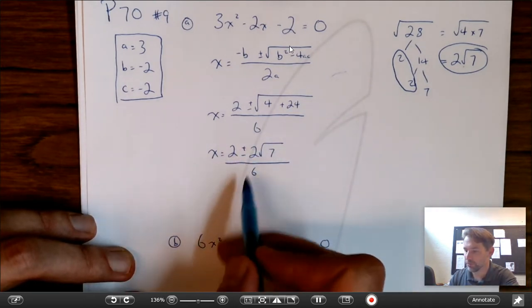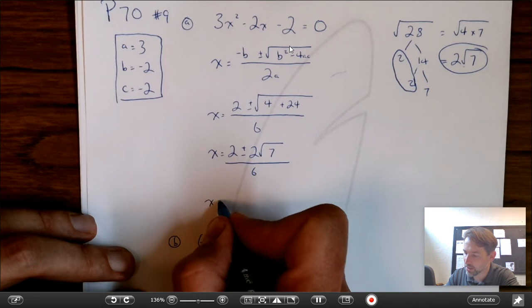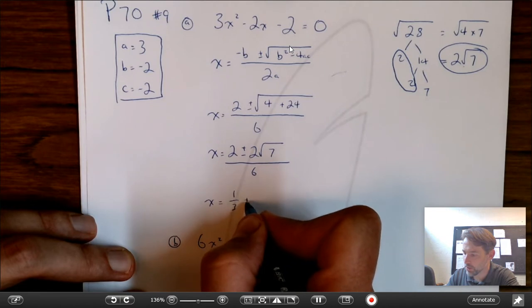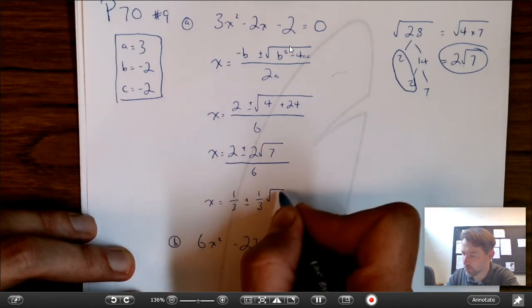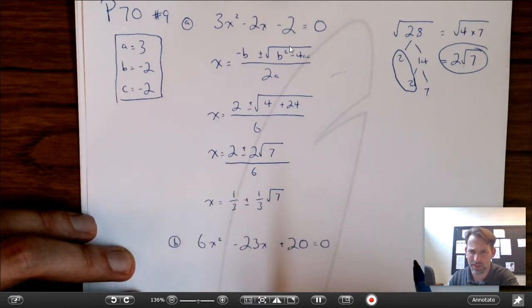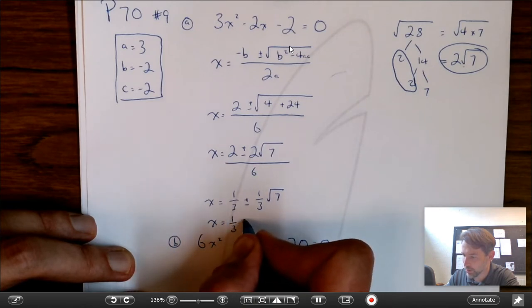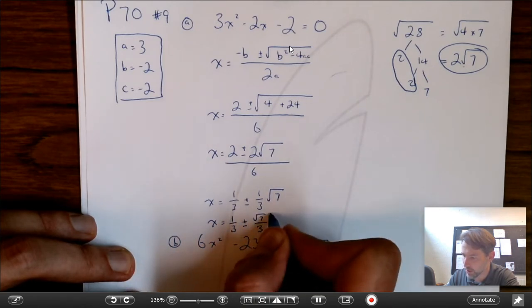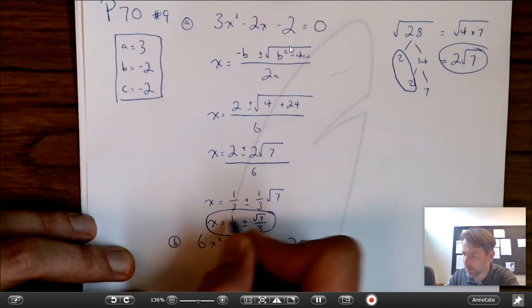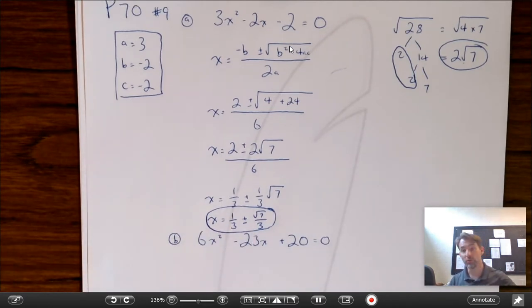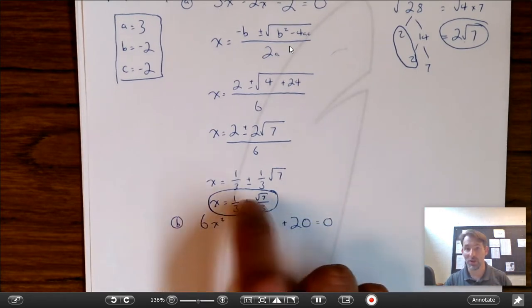Now let's simplify that even more. X is equal to 1 over 3, because that's 2 over 6, plus or minus 1/3 times root 7. Or we could put root 7 over 3, which would be a nicer way to write that, to be quite honest. So x is equal to 1/3 plus or minus the square root of 7 over 3. There. That's my final answer. Those are the two exact roots. We were asked for exact answers. These are exact answers. If you gave a decimal, you would not be giving an exact answer. Root 7 is bigger than 1, so one of these is going to be positive, one of them is going to be negative.